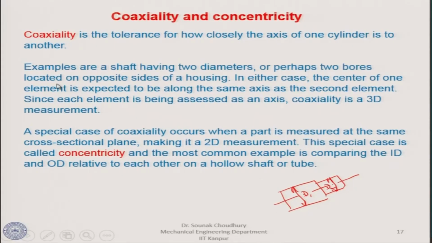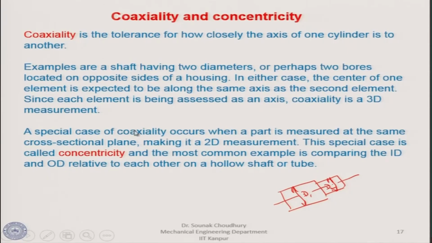Perhaps two bores located on opposite sides of a housing, all right, they also have the same axis. In either case, the center of one element is expected to be along the same axis as the second element, isn't it? Now, since each element is being assessed as an axis, coaxiality is a three dimensional measurement, therefore, we are saying. A special case of coaxiality is concentricity.